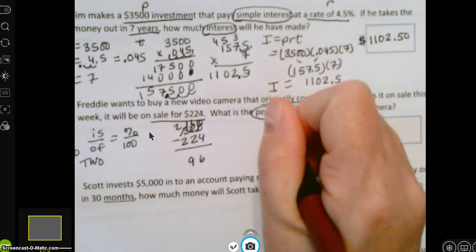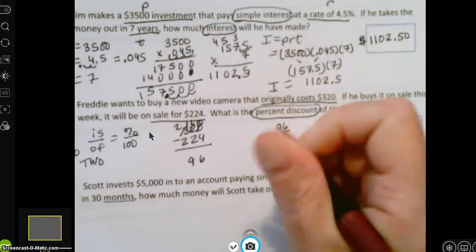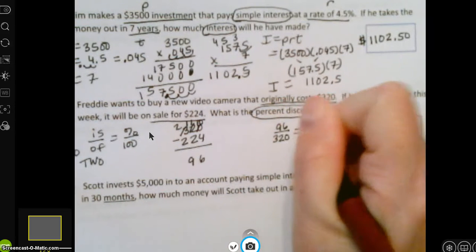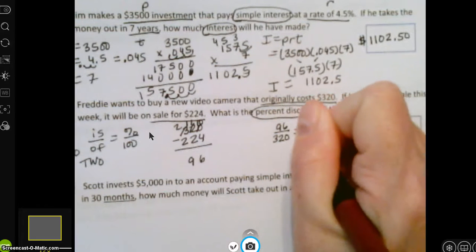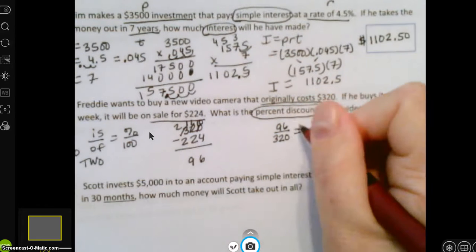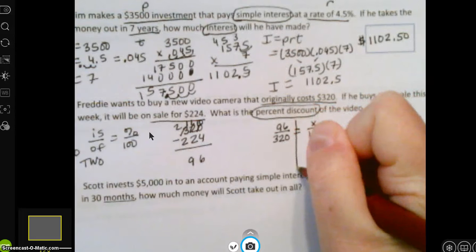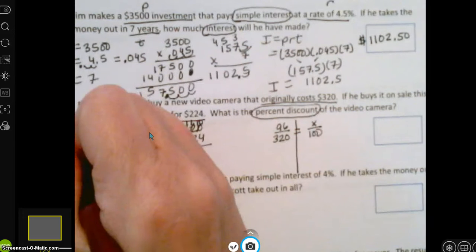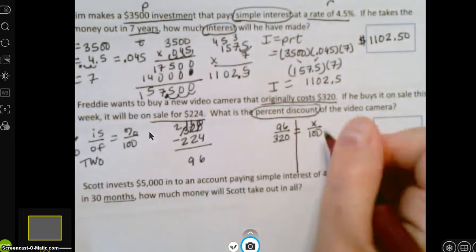Please make sure you're taking notes on all of this because this is what you're submitting for a grade today. Okay. This is all you have to do is take notes, follow along, and that's your grade. Okay. So there's the change, 96. So you can see I set it up in the proportion.